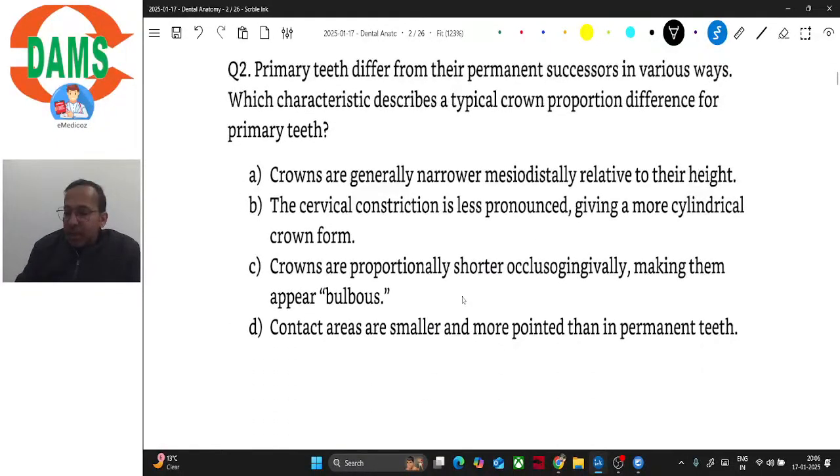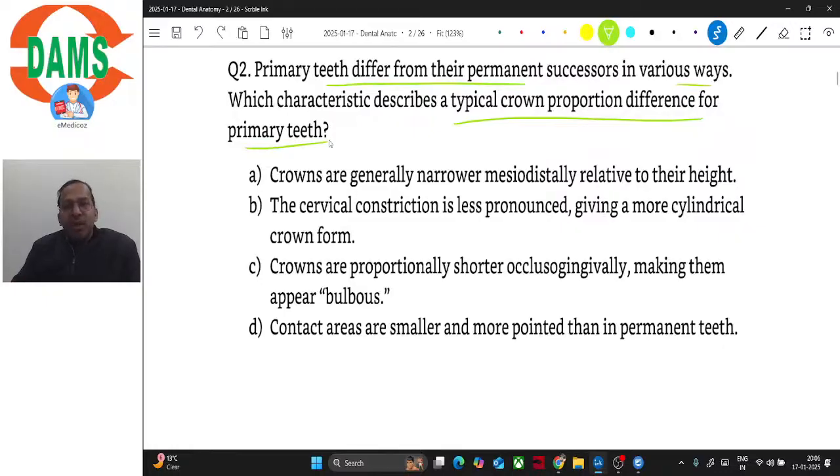Primary teeth differ from their permanent successors in various ways, right? Which characteristic describes the typical crown proportion difference for the primary teeth, right? So according to the question, what do you have to find out? You have to find out the difference in the crown proportion, which helps differentiate the primary teeth from the permanent teeth.